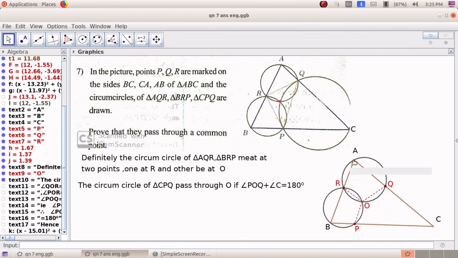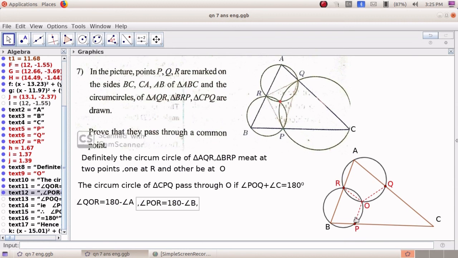CAQOR is a cyclic quadrilateral. This one is a cyclic quadrilateral. Therefore, angle QOR and angle A together will be 180 degree. Therefore, angle QOR will be 180 minus angle A. This angle will be 180 minus angle A. Like that, this angle, angle POR, will be 180 minus angle B. See. Now these two angles are determined.